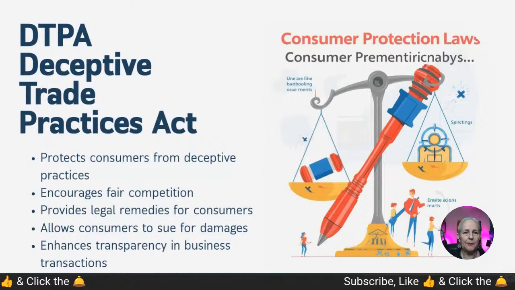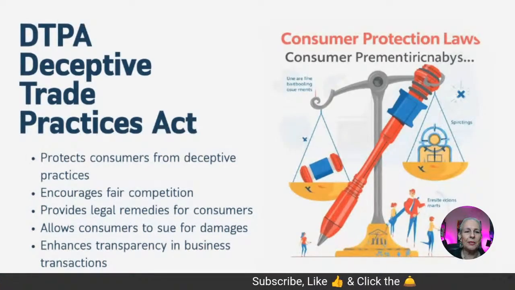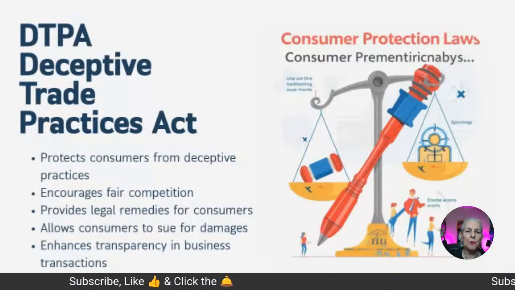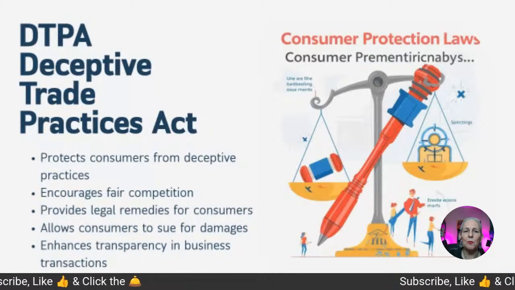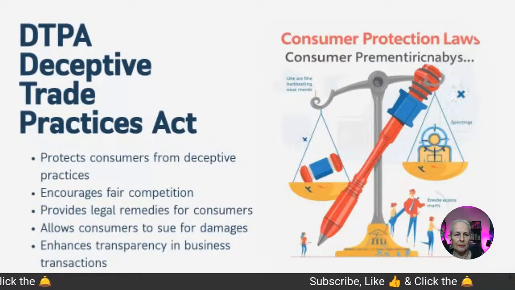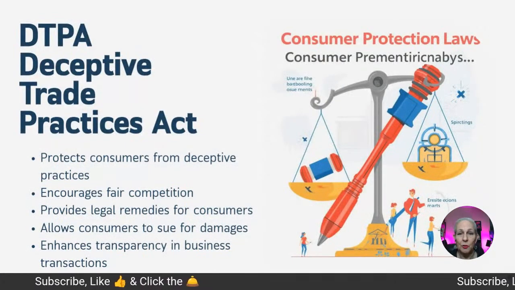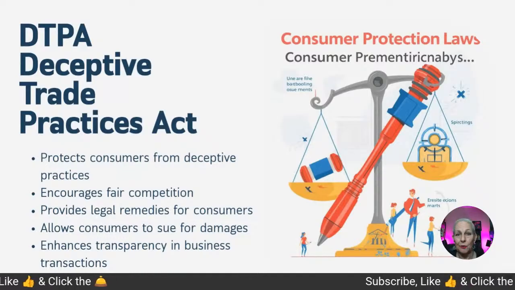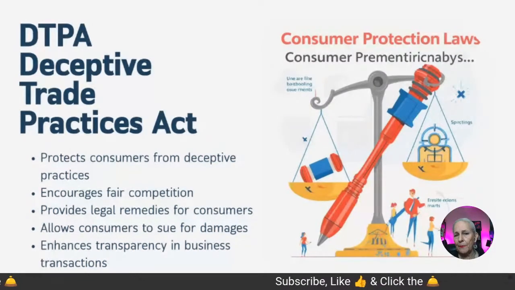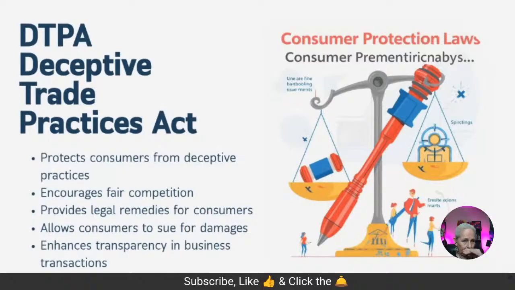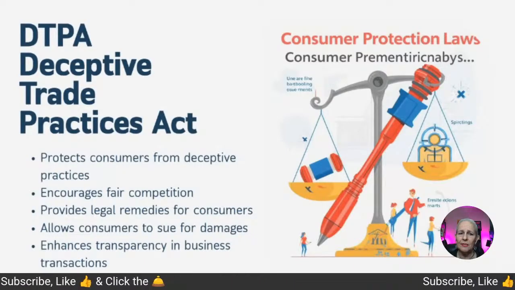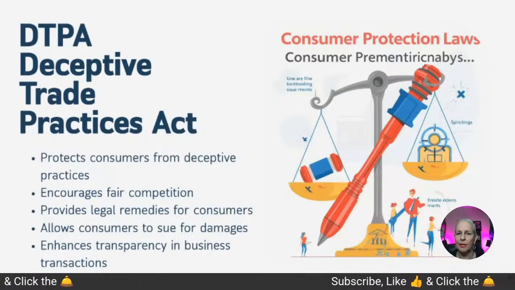Okay, DTPA, Deceptive Trade Practices Act. Okay, consumer protection laws. Protects consumers from deceptive practices. Encourages fair competition, so no monopoly. And commissions are negotiable. There's no standard commission. Provides legal remedies for consumers. Allows consumers to sue for damages and enhances transparency in business transactions.